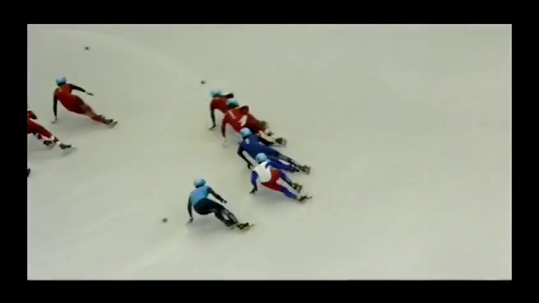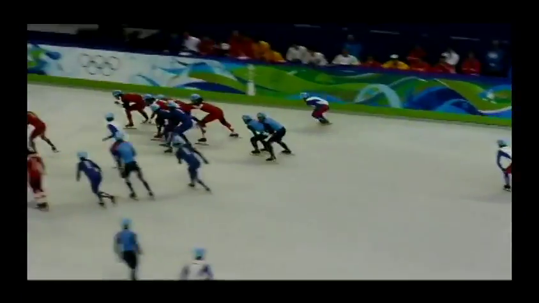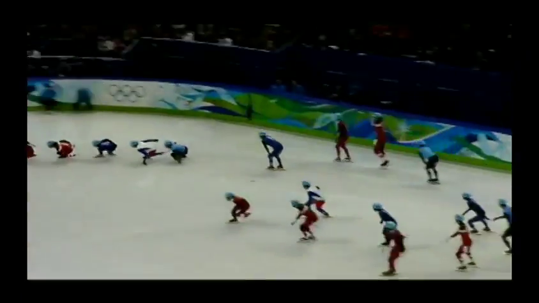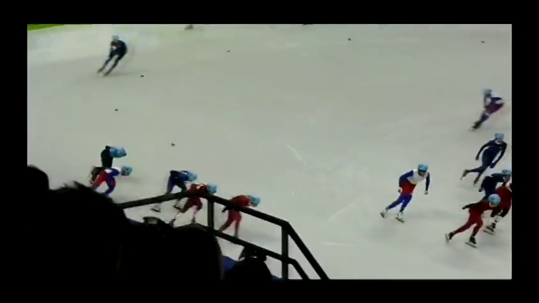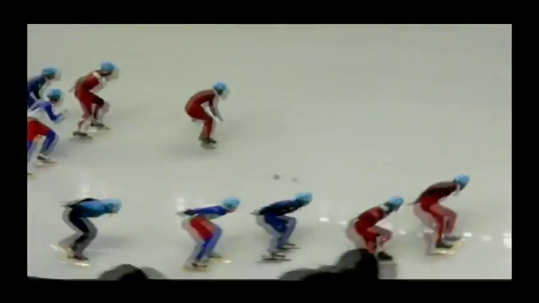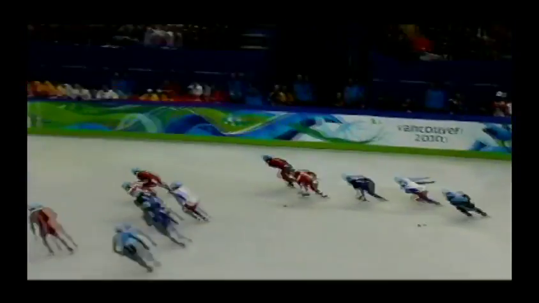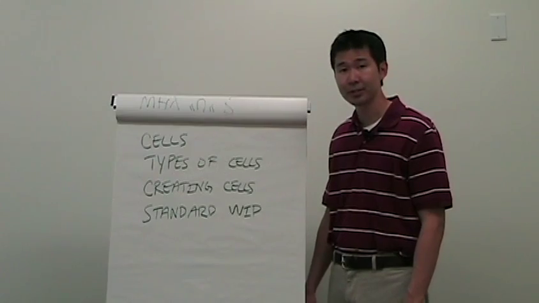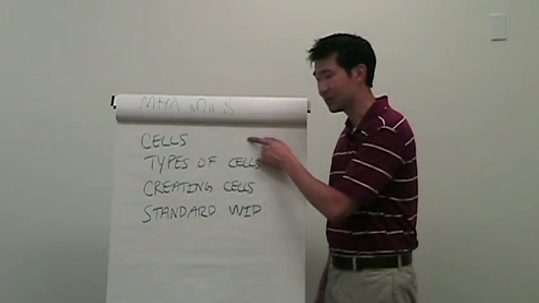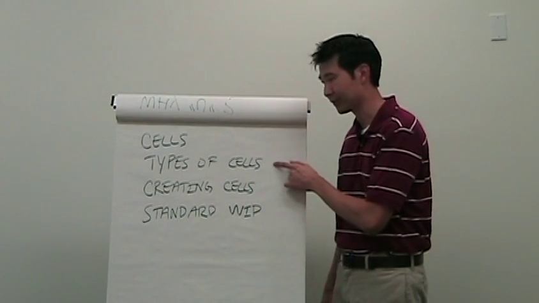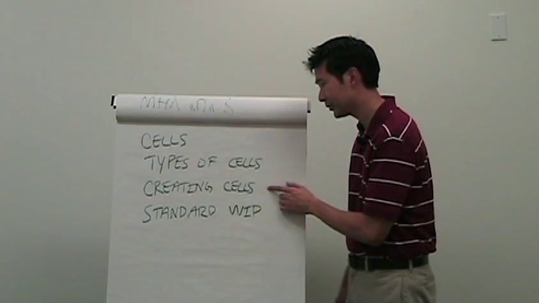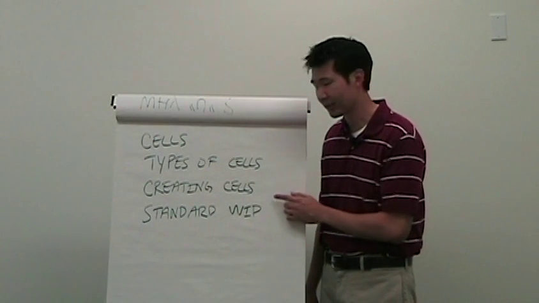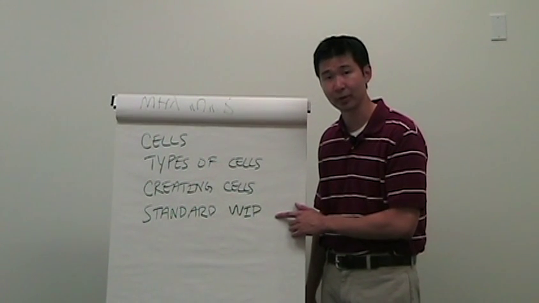So take a moment and think, is your company organized to allow value to flow smoothly from beginning to end like this well-organized relay race? Or do you spend more time aimlessly huddling around soccer balls in the form of log jams and daily fires? So here's a quick summary of what we learned. We defined what cells were, we explored the different types of cells, we looked into creating cells, and we took a deeper dive into standard work in process.